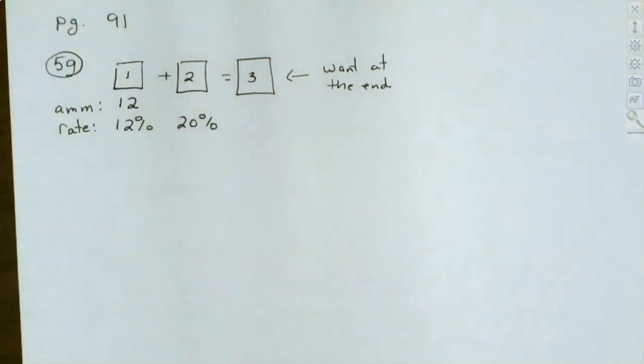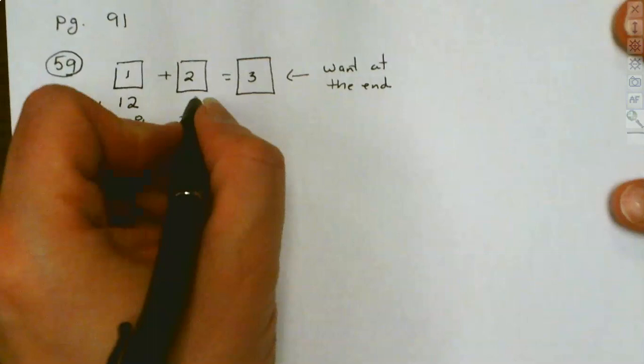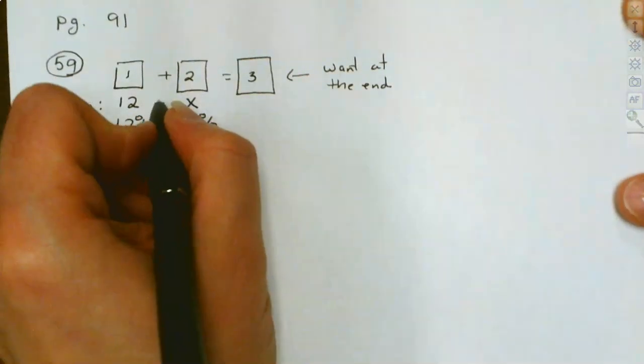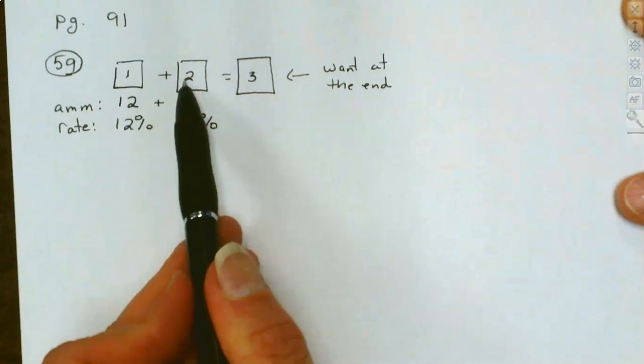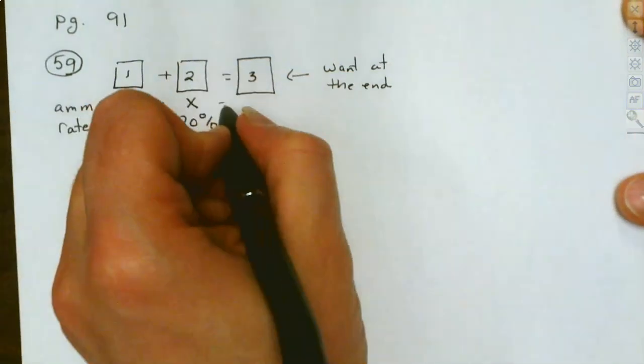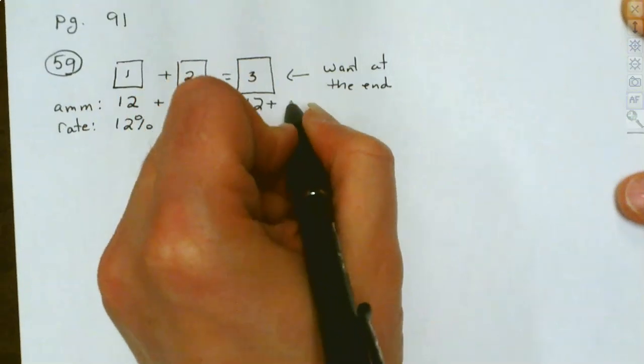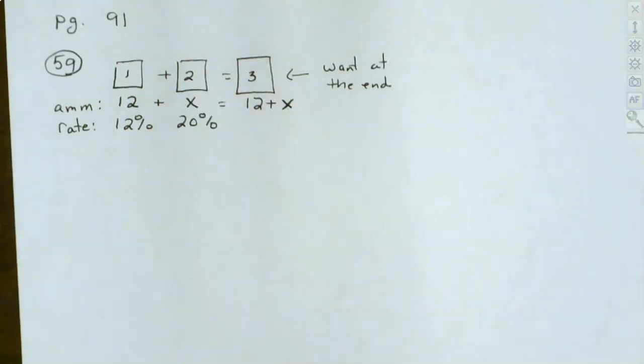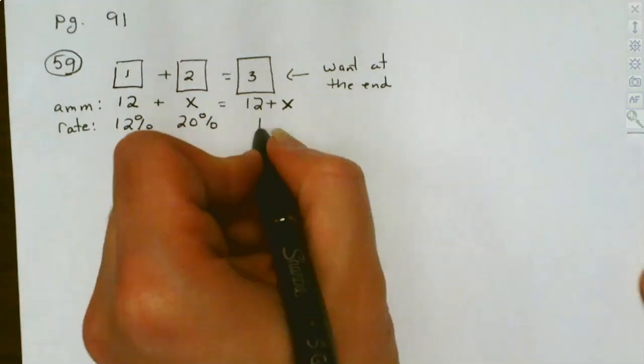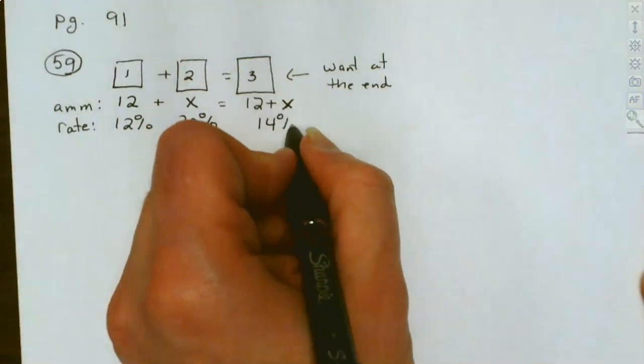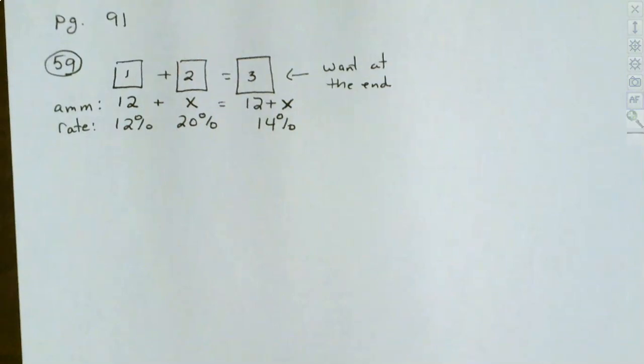Now, does it tell us how many liters of that 20% solution that we have? No. So that's where our X is going to go. And these add across because, remember, 1 plus 2 is 3. So these go across, and that's going to be 12 plus X when we move across. And when we mix these together, what percentage do we want to end up with? We want to end up with a 14%. So that's why that's going in box 3, because when we mix them together, that's what we want to have.